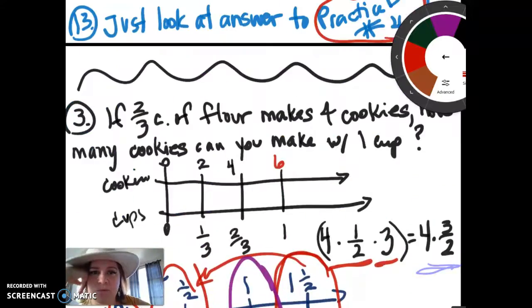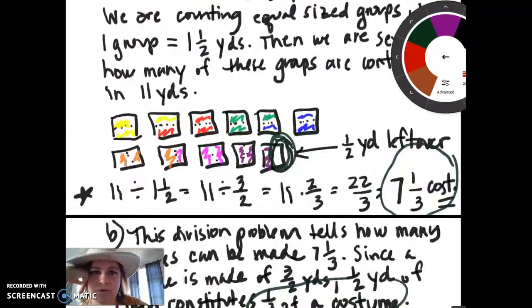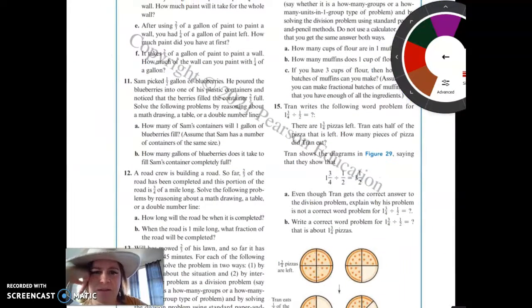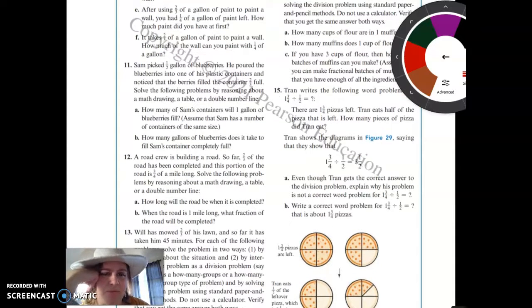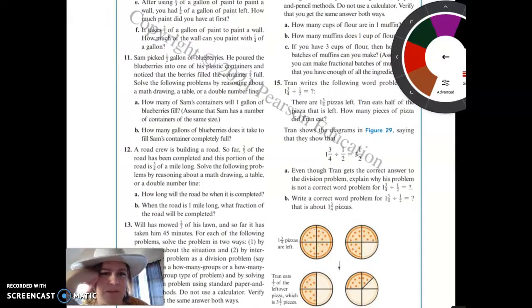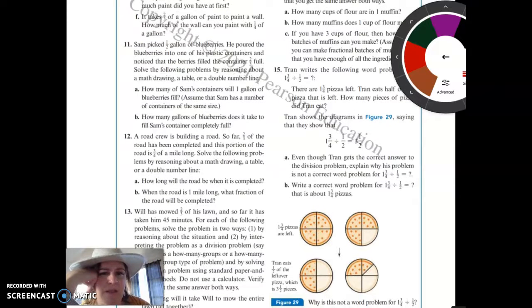All right, and then the last one, number 15 in section 5, reads, Tran writes the following word problem, 1 3/4 divided by a half. There are 1 3/4 pizzas left. Tran eats half of the pizza that is left. How many pieces of the pizza did Tran eat? And then Tran shows the diagrams down below here.